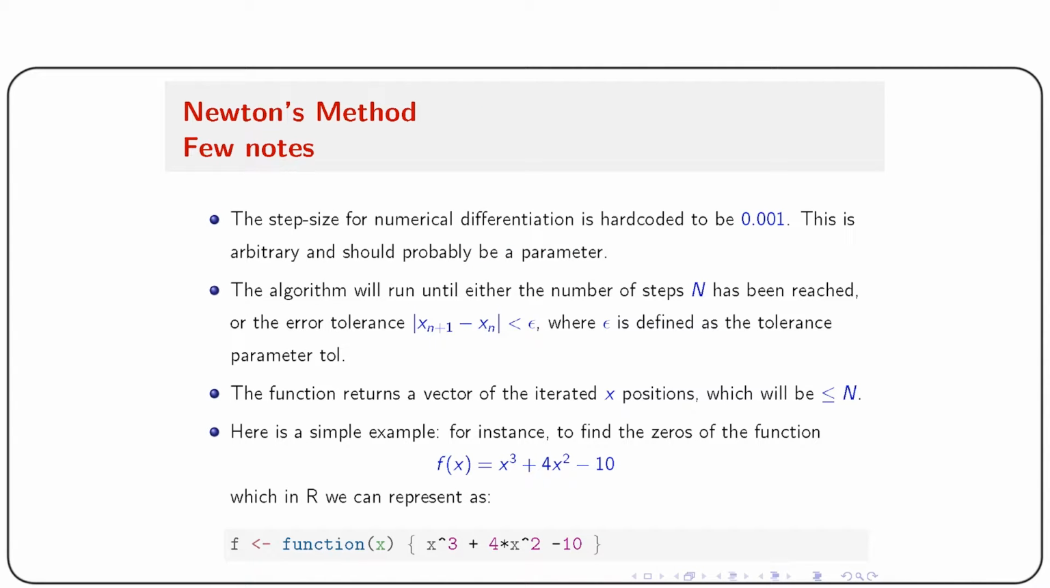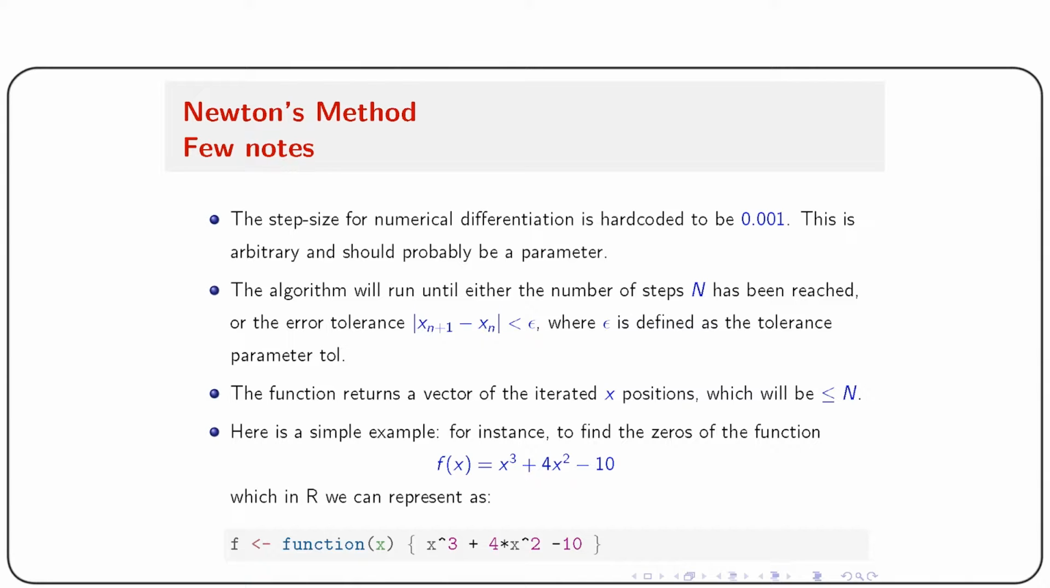The step size of numerical differentiation is hard coded to be 0.001. This is arbitrary and should probably be a parameter, and the algorithm will run until either the number of steps n has been reached, or the error tolerance is met, that is the absolute value of x_{n+1} minus x_n is less than epsilon, where epsilon is defined as the tolerance parameter, that is TOL. The function returns a vector of iterated x positions, whose length will be less than or equal to n.